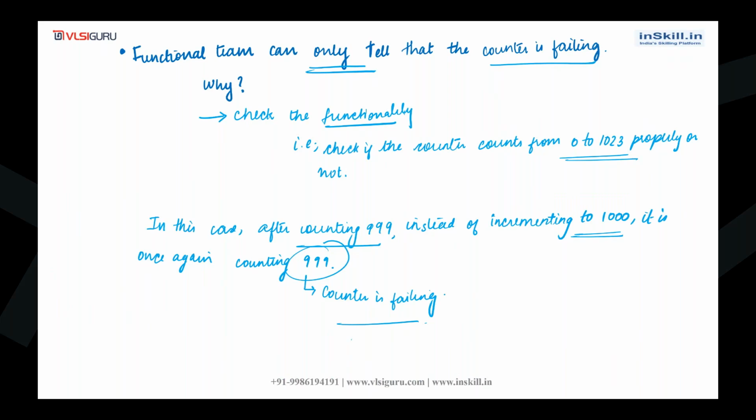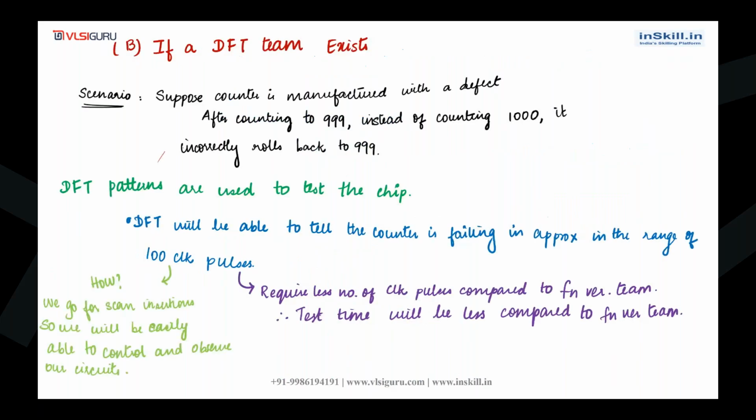Now we'll see what will happen if a DFT team exists. Same scenario. We have a 10-bit counter, a counter initialization and a counter observation circuit. Suppose the counter is manufactured with a defect, so after counting to 999, instead of incrementing to 1000, it incorrectly rolls back to 999.